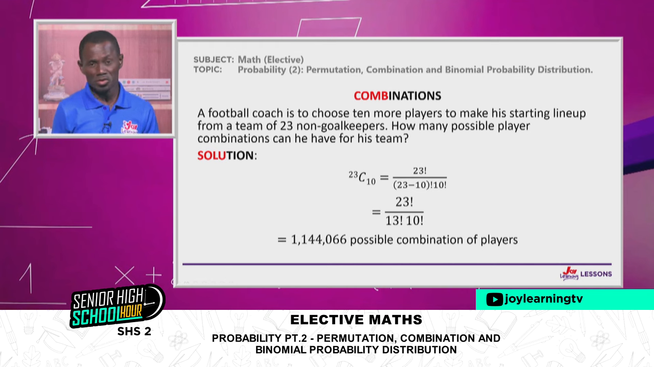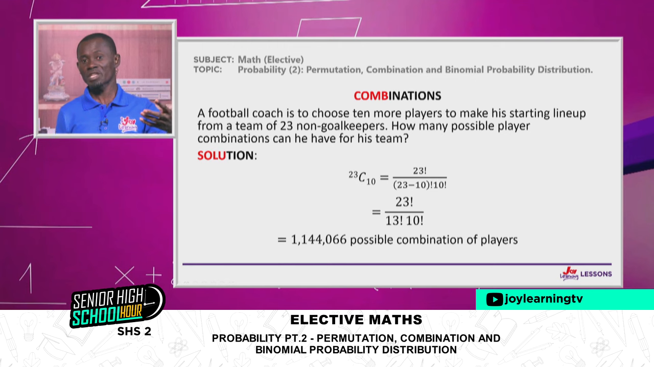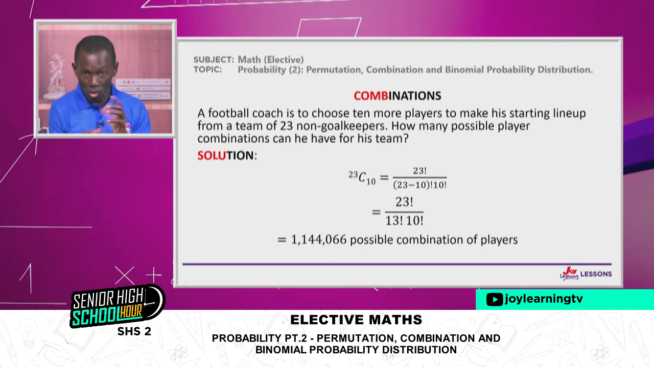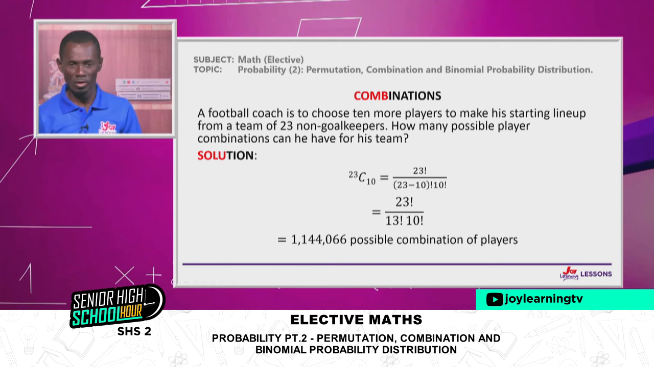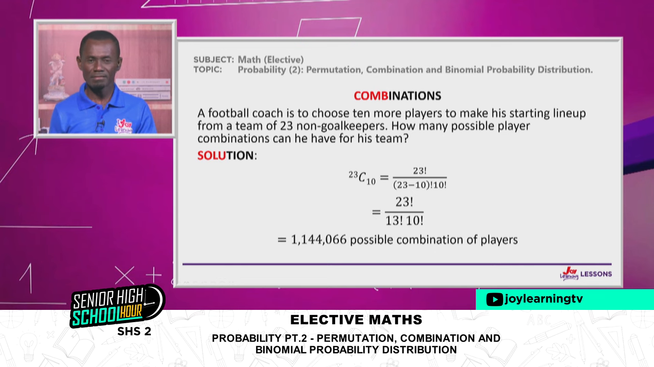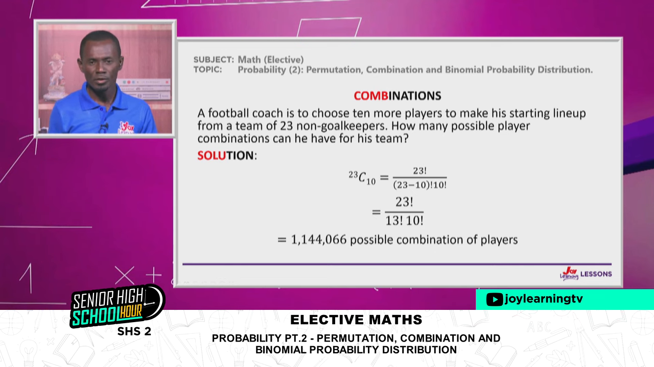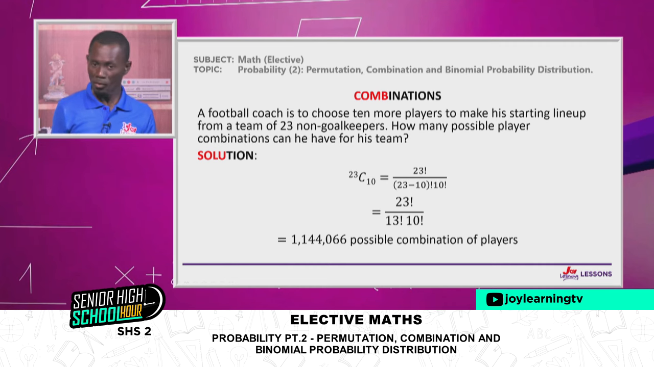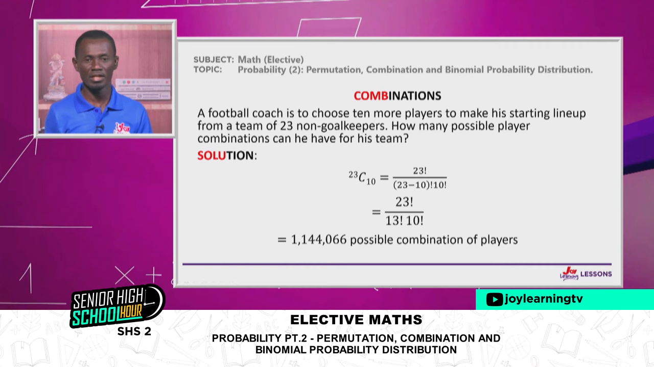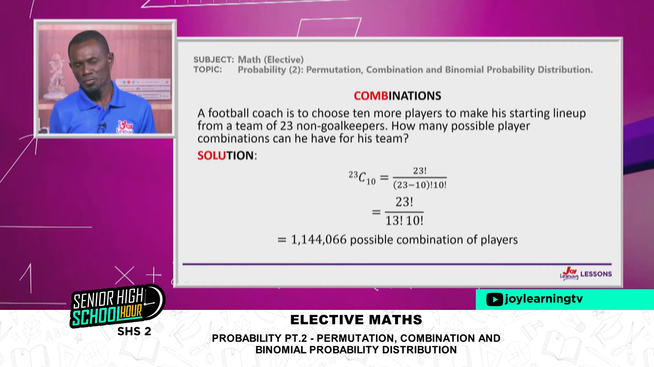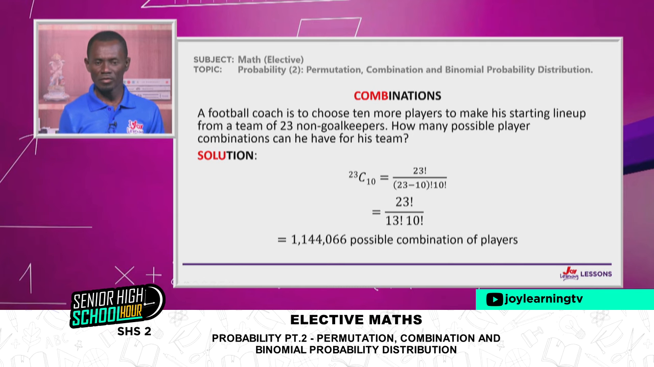This time around, order is not important. It doesn't matter if you picked a defender first before you picked a midfielder. So long as they're on the team, those 10 people qualify. And that's a challenge. Well, you are a boss and you have to appoint people to offices. They are all qualified, and there are only a few spaces and many people qualified.